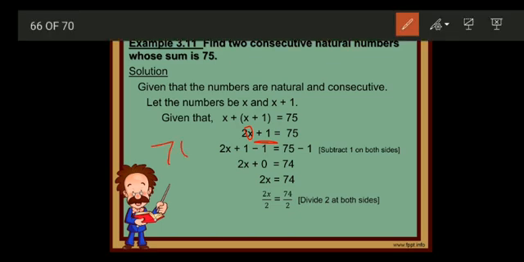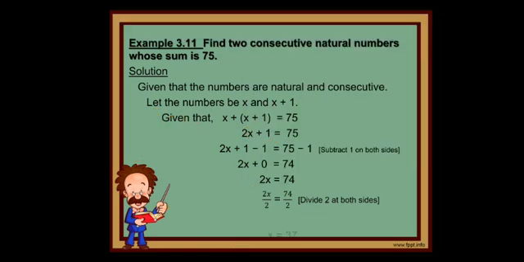Divide 74 by 2. 3 2s are 6. Balance 1, 14. 7 2s are 14. So when you divide 74 by 2, you will get 37. So x is equal to 37. We have to find two consecutive natural numbers, right? So one number is 37. Another number is x plus 1, that is 37 plus 1 equal to 38. So the two consecutive natural numbers are 37 and 38.